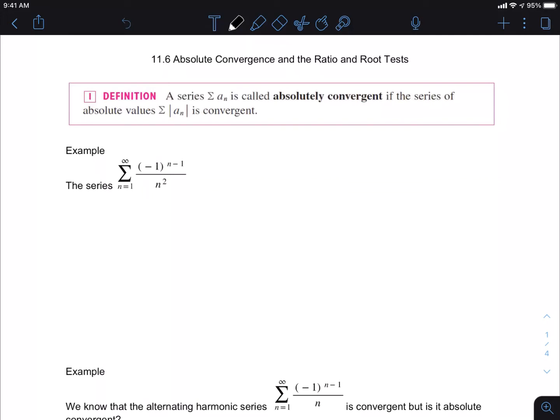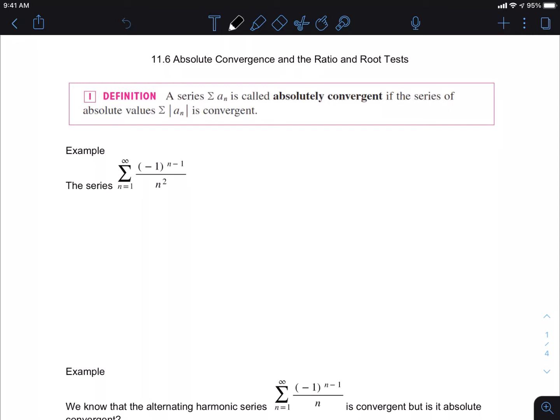Hello class. So today we're going to do 11.6 Absolute Convergence and Ratio and Root tests. So first thing we're going to start off with is the Absolute Convergence, and the definition says that if we have a series, it's called absolutely convergent if the series of the absolute value is convergent. So let's demonstrate that for you.